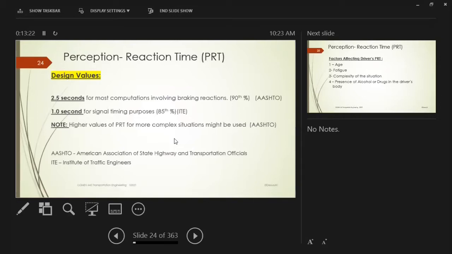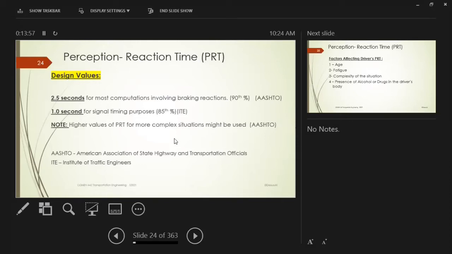Okay. No. Thank you. The design values, basically the design value recommended is 2.5 seconds. This is recommended by AASHTO for most computations involving braking reactions, okay, which is basically for calculating the stopping sight distance. For traffic signals and for traffic signal timing, the design value is 1 second. The perception reaction time is 1 second, okay?